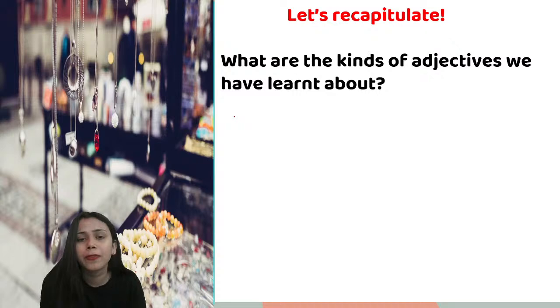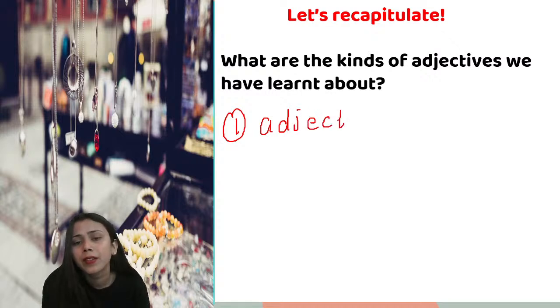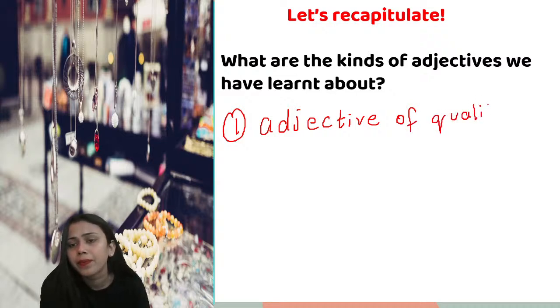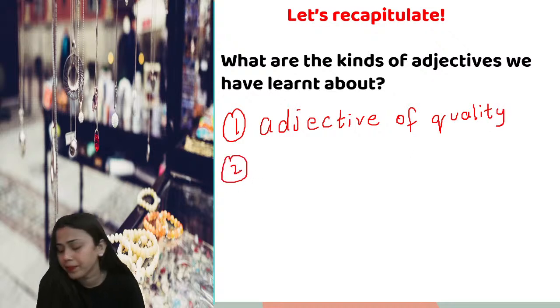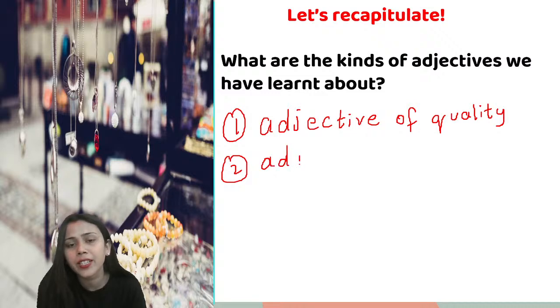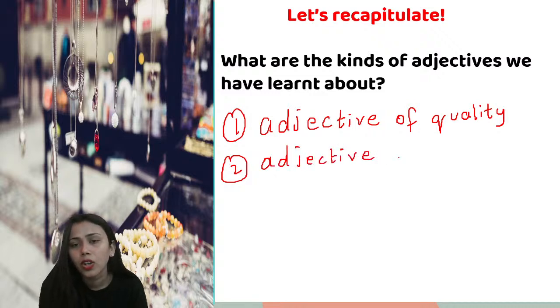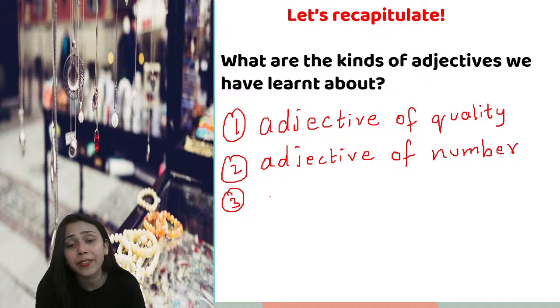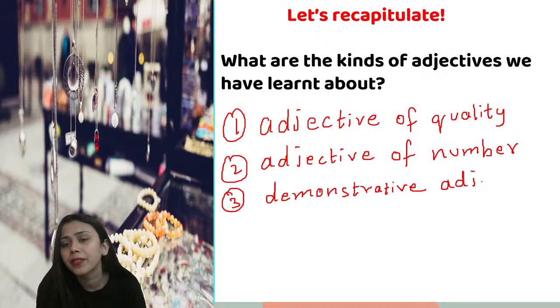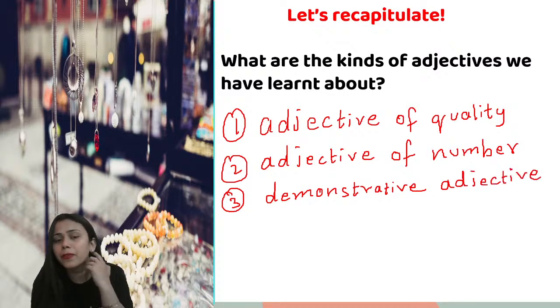The first kind of adjective that we learnt about was adjective of quality. Second one, adjective of number. Very good. Then third, demonstrative adjective. Very good. What else? Number four.